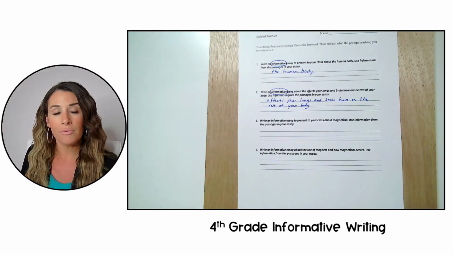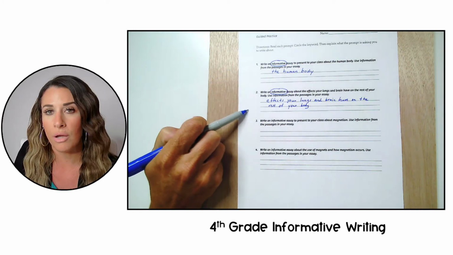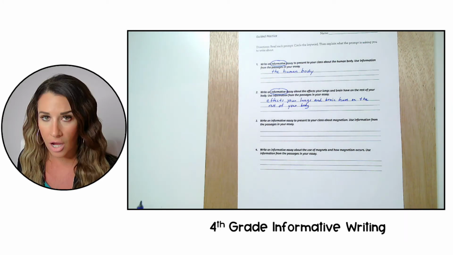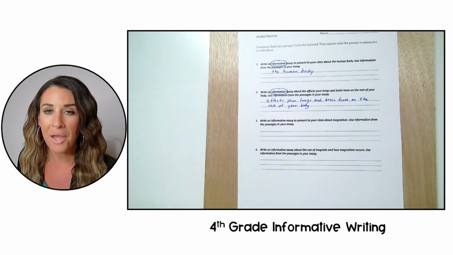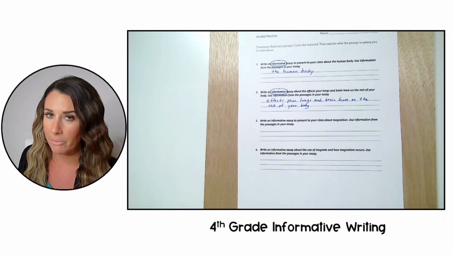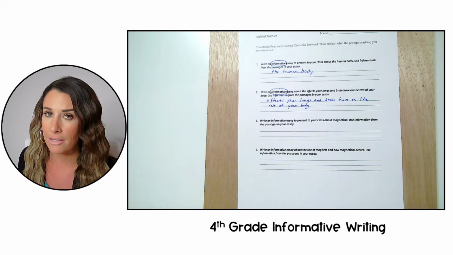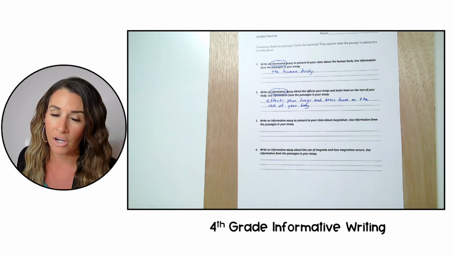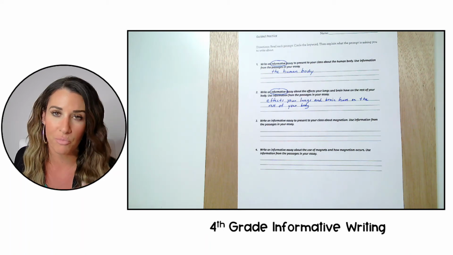So you can see prompts number 1 and 2 have the same topic. They're both about the human body, but number 1 is just saying write about the human body. Number 2 is asking about the effects of the heart and lungs on the human body. So it's a little bit different, more specific.